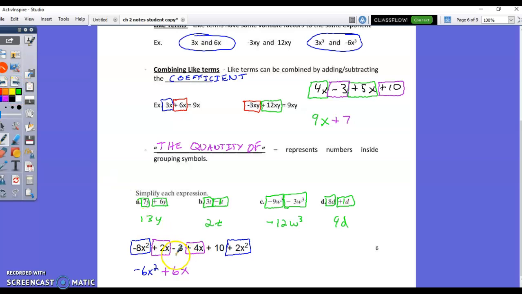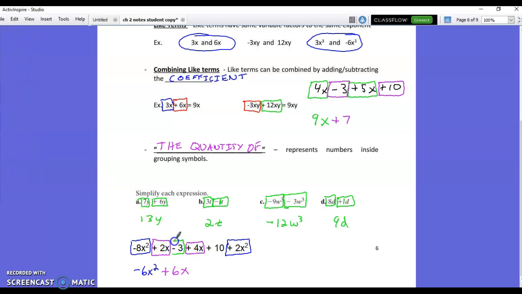All right, and then I have a negative 3. Constants, and we talked about what a constant is, a term without a variable, are obviously considered like terms because we can add or subtract them together. So I have a negative 3 and a positive 10. Take the difference, which is 7. The bigger number is positive, so that would be a plus 7. So this simplified would be negative 6x squared plus 6x plus 7. So that's how we combine like terms.